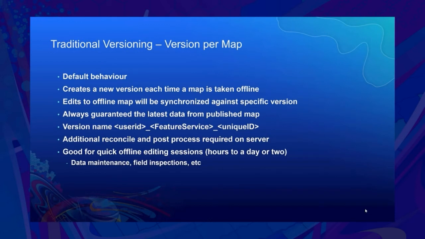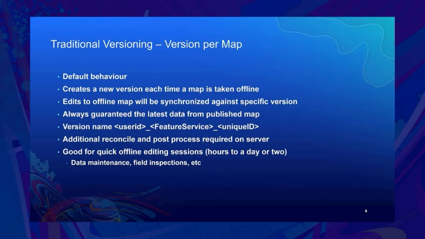The version gets created with a unique identifier, and that's built up from the user ID, the name of the feature service, and then a unique number to guarantee uniqueness there. With that version, once edits are complete, you have to perform an additional reconcile and post on the server to bring those changes back into the system. So this approach is really good for a quick offline editing session, maybe for a few hours or for a day or two. So use cases like data maintenance, field inspections, it works well here.